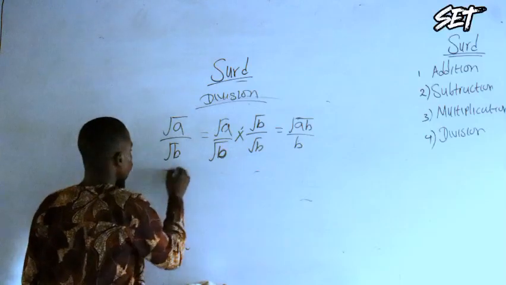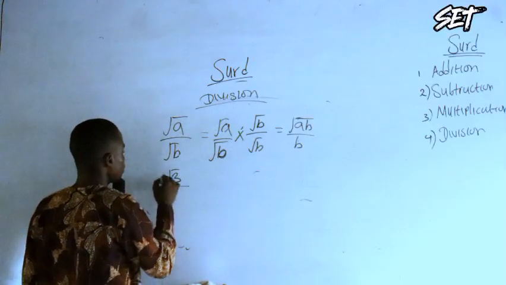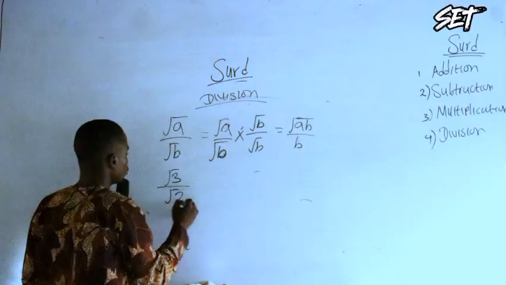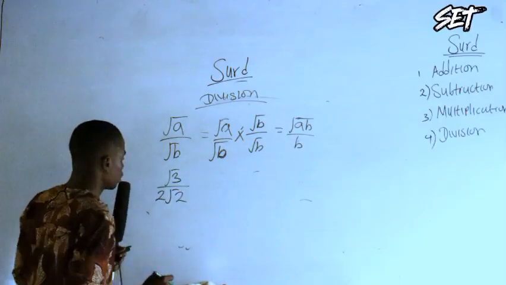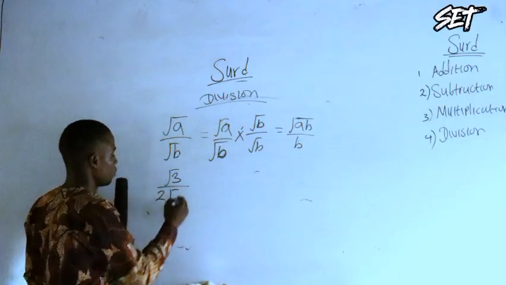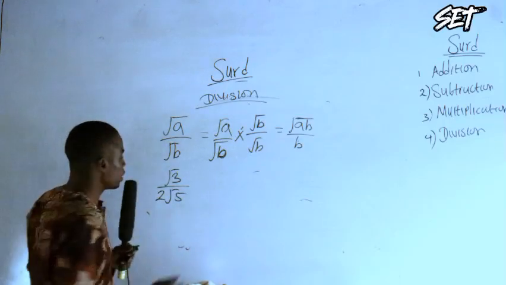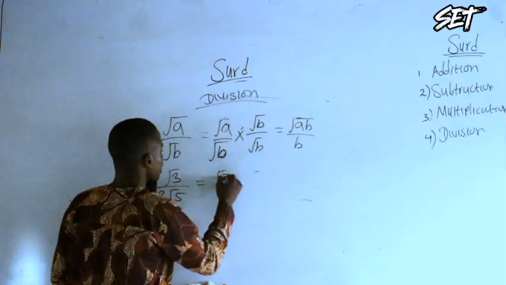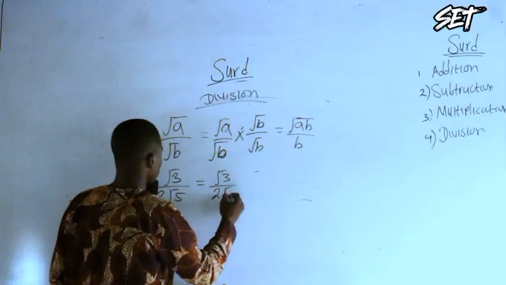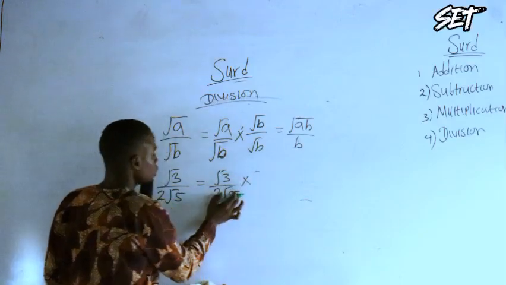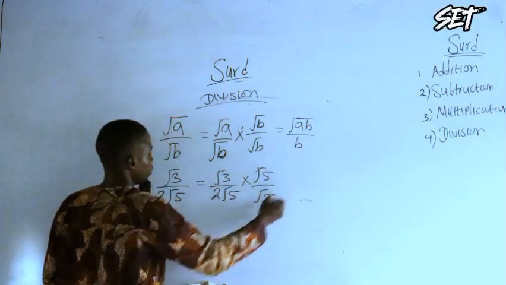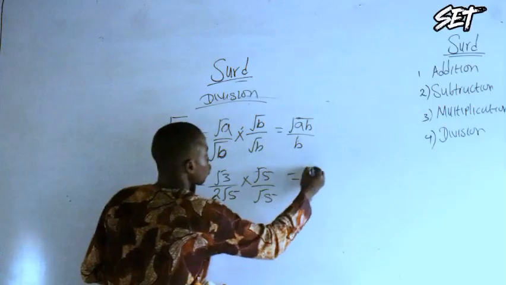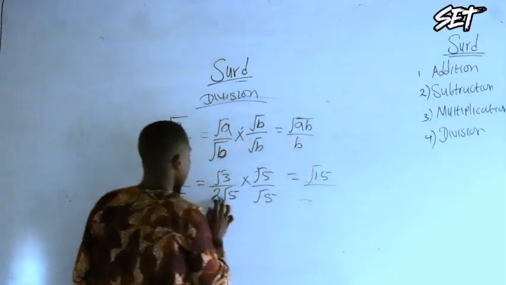Now, we have root 3 all over root 2. And how can we solve this? Let me put another number 5. How can we solve this? Just say root 3 all over 2 root what? 5 times the root only. Root 5 all over root what? 5. Now, this one and this is what? Root 15 all over this one.